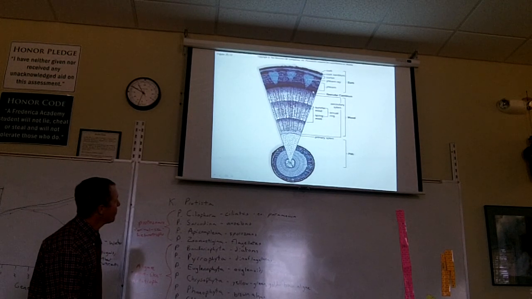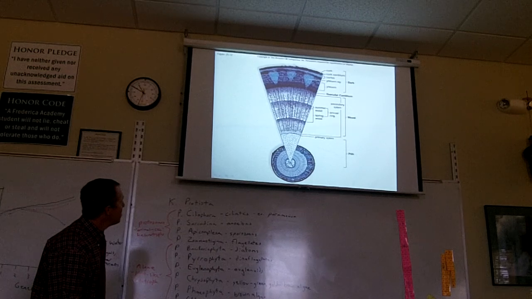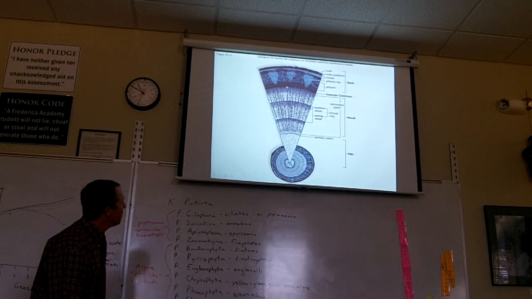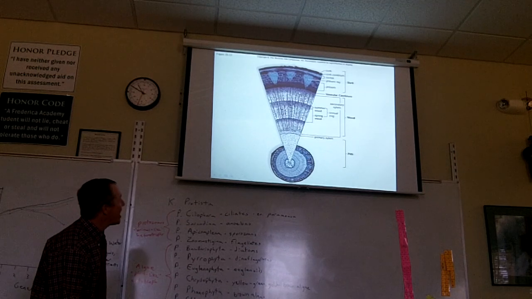Check this out. As the plant grows, these cells multiply and produce these xylem cells on the inside of the tree. The xylem cells are produced toward the middle of the tree, and phloem cells are produced on the opposite side. So there's phloem produced over here and xylem produced over here. Now check out how this works.